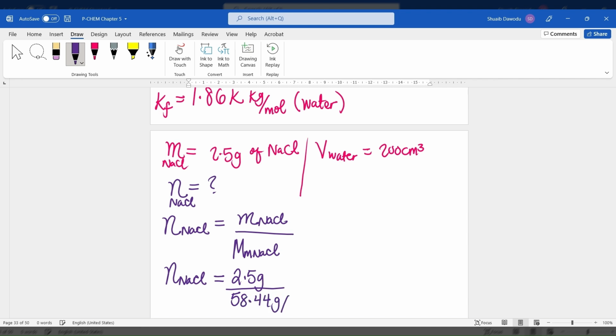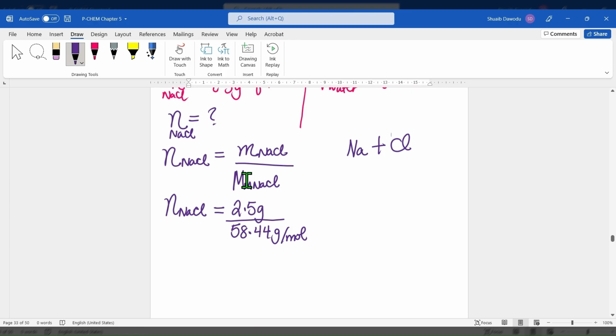58.44 gram per mole. So how I got the molar mass of NaCl is simply by Googling it, but it's basically adding the atomic mass of Na plus the atomic mass of Cl, or the molar mass of Na plus the molar mass of Cl. When you add them up, this is what you get, 58.44 gram per mole.